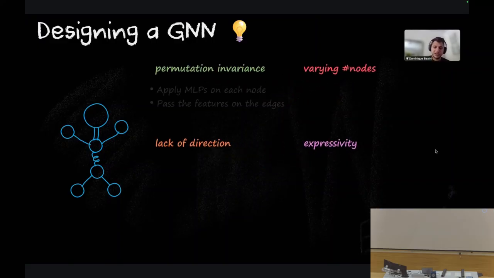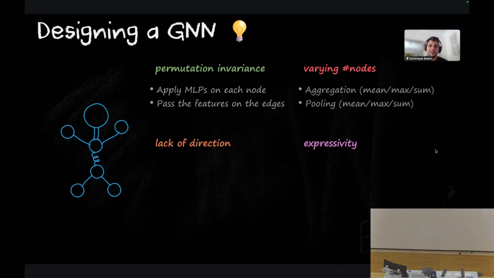And in general, over the years, the field has tackled many of these problems. For permutation invariance, they apply an MLP on each node and then pass the features over the edges, and this preserves the permutation. So we don't just swipe over a kernel, but really pass each of the features on the edges. The varying number of nodes is also tackled by an aggregation or pooling function that is symmetric. Usually we use statistics like mean, max, or sum aggregation.